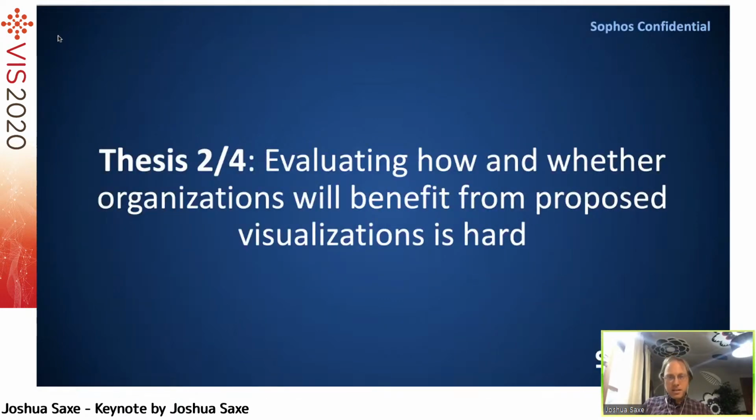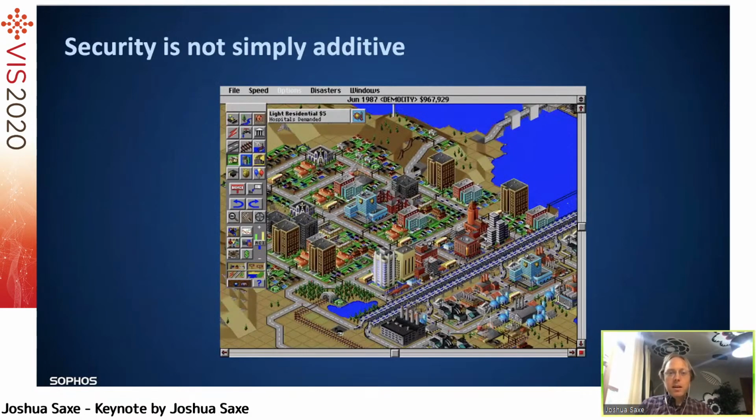Okay, second thesis. Just knowing the impact that our proposed visualizations might have on organizations, given their cost-benefit trade-offs, is a hard problem. Security is not simply an additive game where you pick the best technologies and lump them together, and then you get a protection score that's the sum of the benefits of your components.